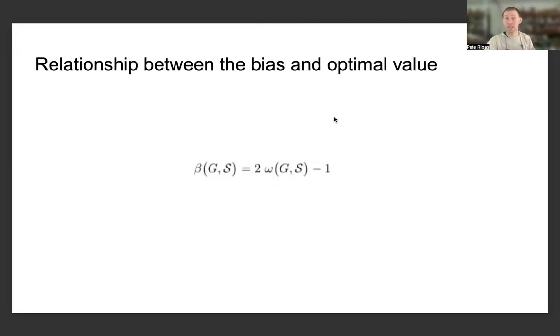And a linear relationship, in fact, between the bias and the optimal value for a game, for even a two-player game or a multiplayer quantum game, is given by the bias beta sub G of S, which we had introduced two slides ago, as just basically being a summation over expectation values where the bra and ket states are given by quantum states corresponding to the optimal strategy that Alice and Bob can use for playing the game. It is given by 2 omega of G of S minus 1, where omega of G of S is the optimal value of the game.